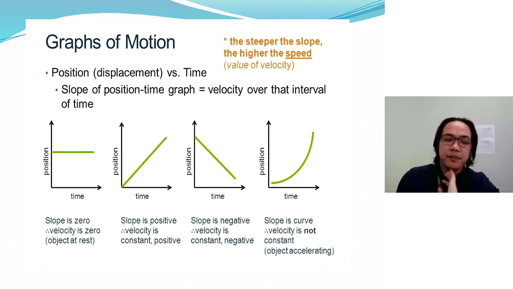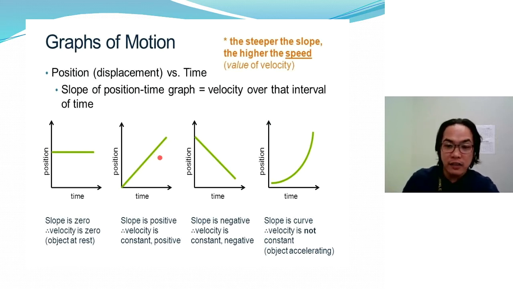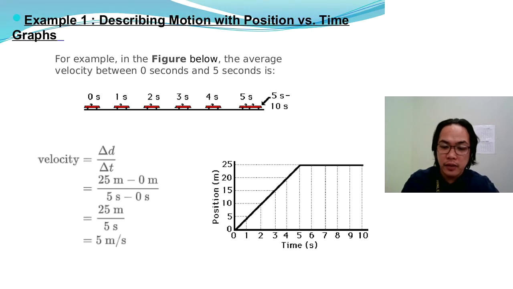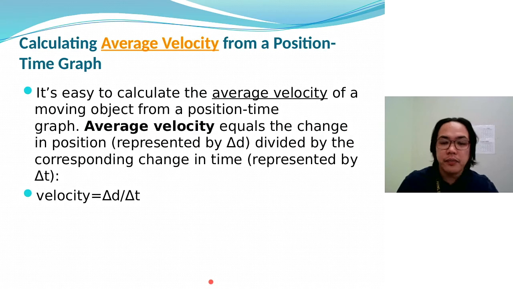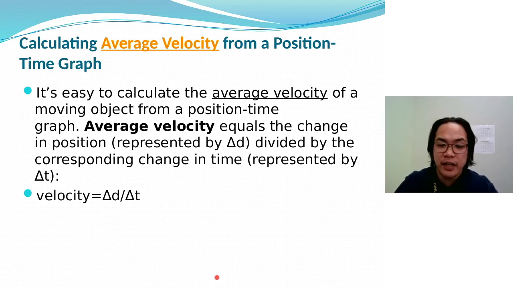And then the next one: how do we calculate from position-time in order to get the velocity? And then we're going to check if indeed this one shows constant velocity, if our velocity will remain the same when we solve for it. So, solving for velocity. As we learned 2 weeks ago, in calculating average velocity, we can use the formula displacement divided by time. So average velocity equals the change in position, which is your displacement, represented by triangle D, divided by the corresponding change in time, represented by triangle T. Triangle means change. So velocity is equal to triangle D divided by triangle T.